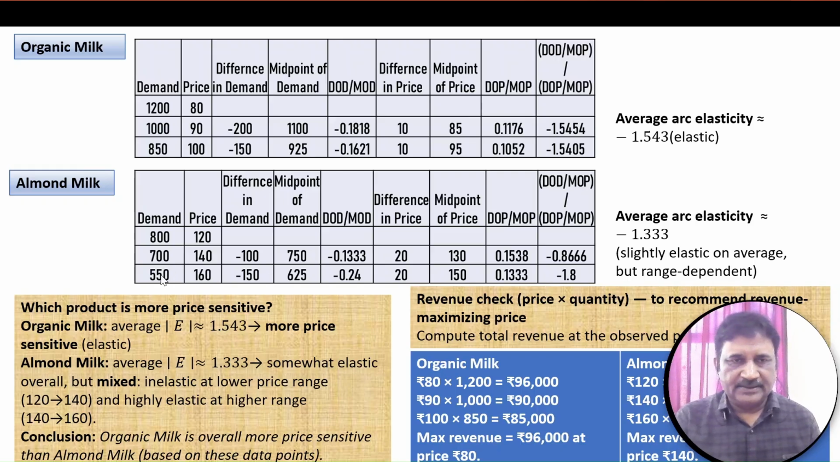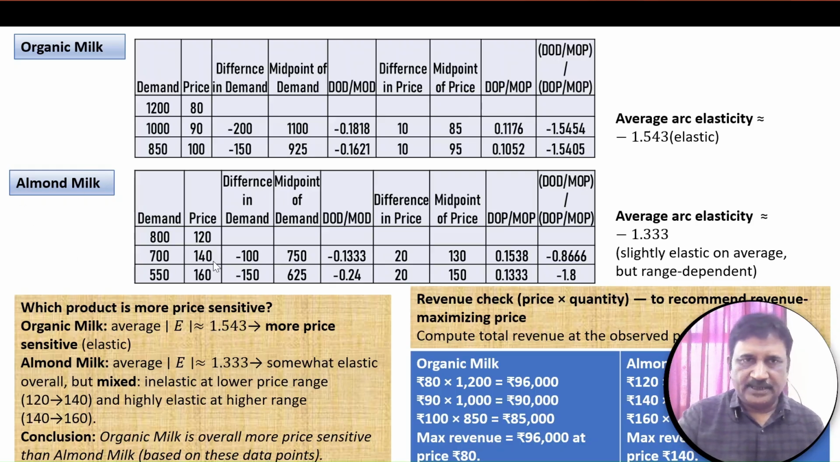Between the second and third point, the difference is 550 minus 700, again minus 150. Then we'll be finding the center point of the demand, 700 plus 550 divided by 2, that comes out to be 625. And the ratio of these two, DOD divided by MOD, midpoint of demand, comes out to be minus 0.24. Similar thing we'll be doing for price.